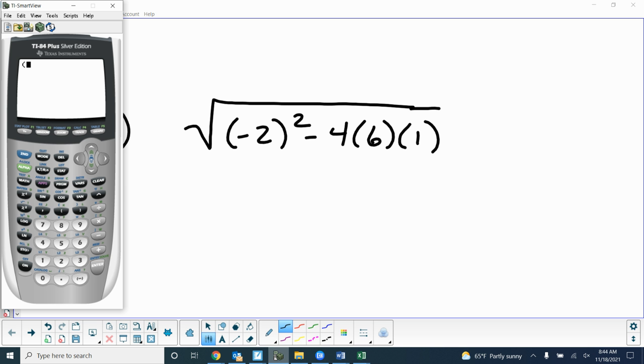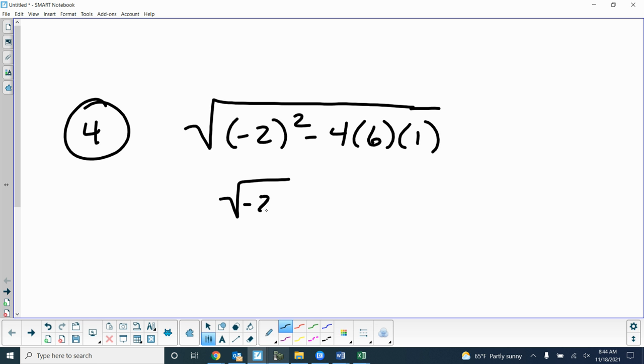Just do the negative 2 squared minus 4 times 6 times 1. Just do that part. So you get that negative 20 under the radical sign. Because if you put your radical sign in, it's going to give you a decimal answer. Remember, we want our answers in simplest radical form.